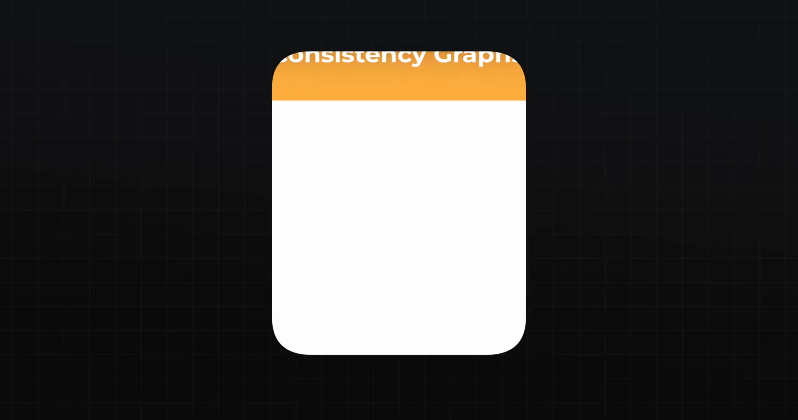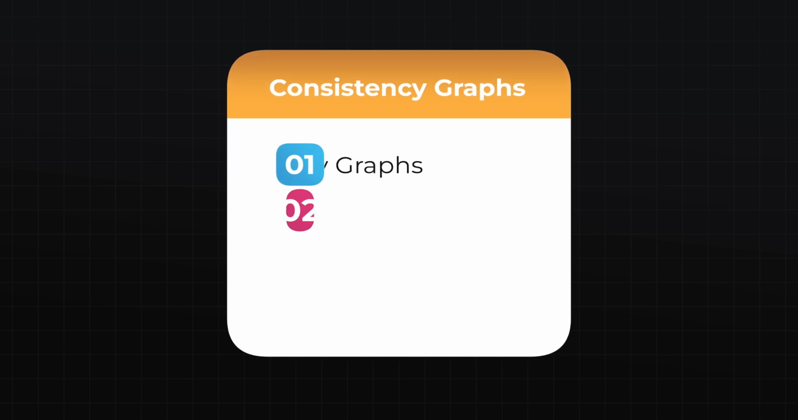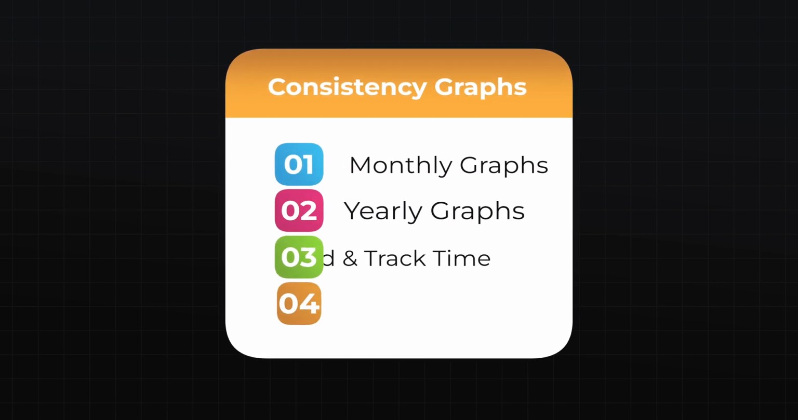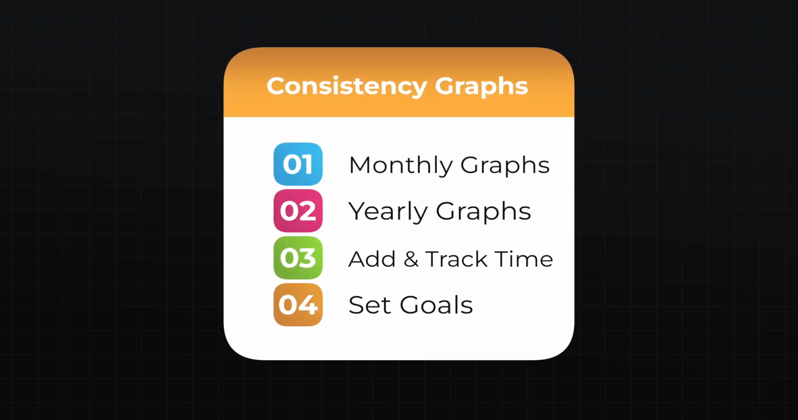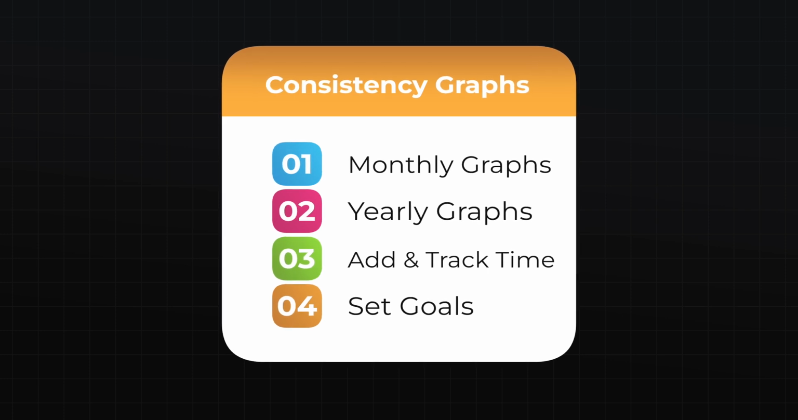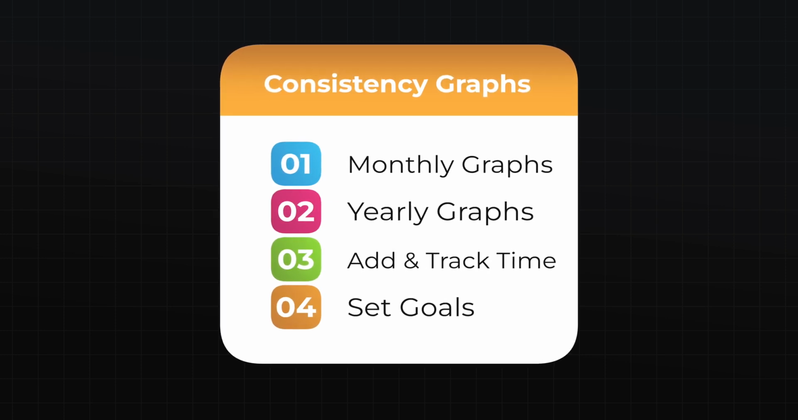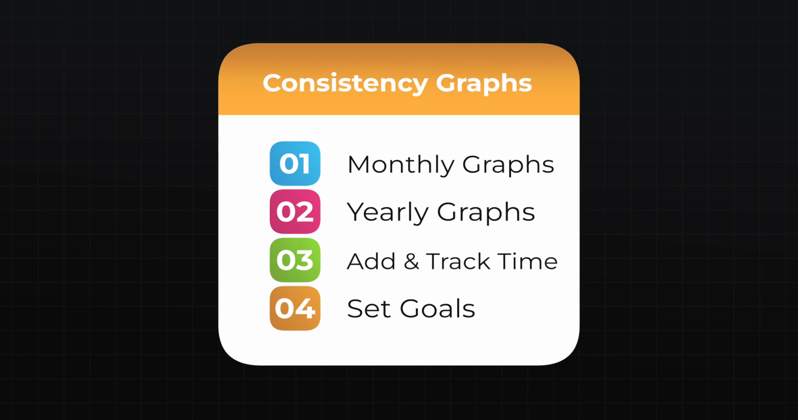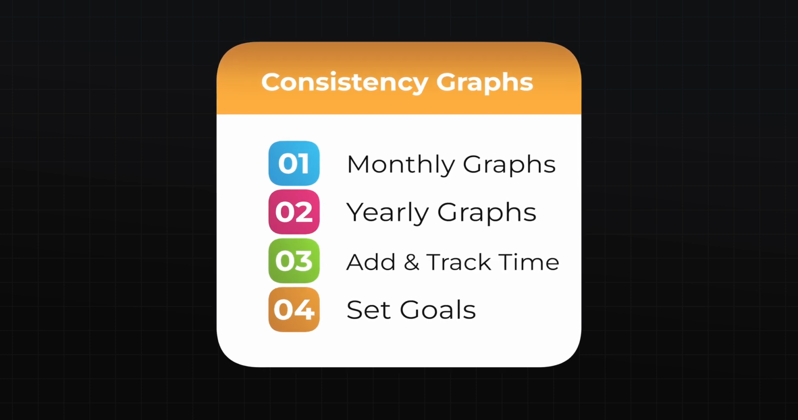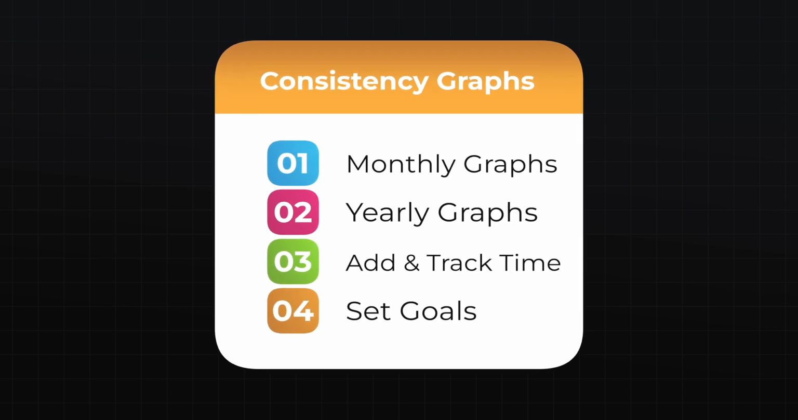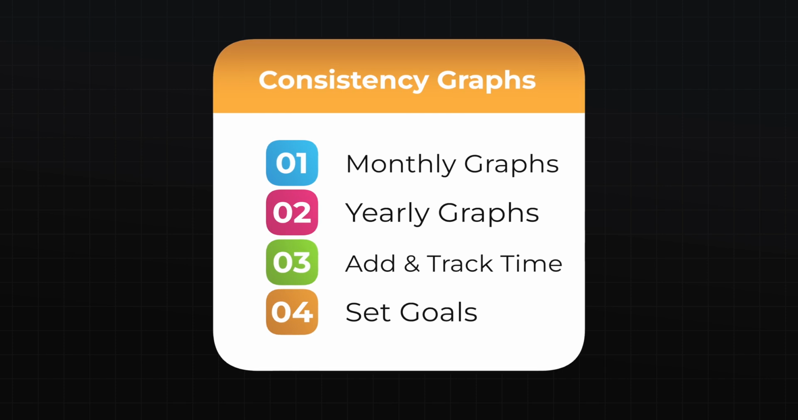So basically, I want monthly and yearly graphs for my different projects, be able to add and track time, create new projects, set goals to reward myself after putting in the time, and also have some flexibility. For example, some projects only need to be worked on twice a week. If I fulfill that, I still want my graph to be beautifully colored and consistent. And that's it. That's what I've set out to build.